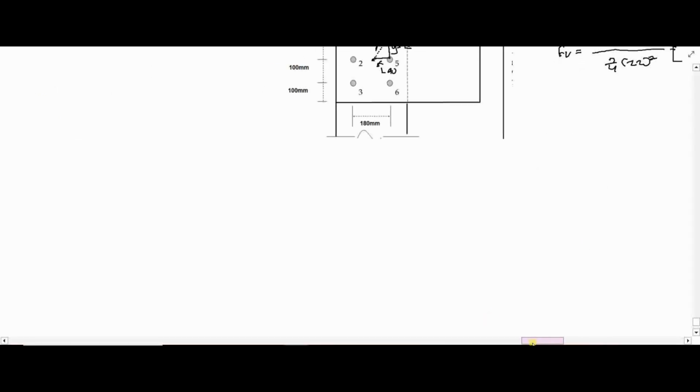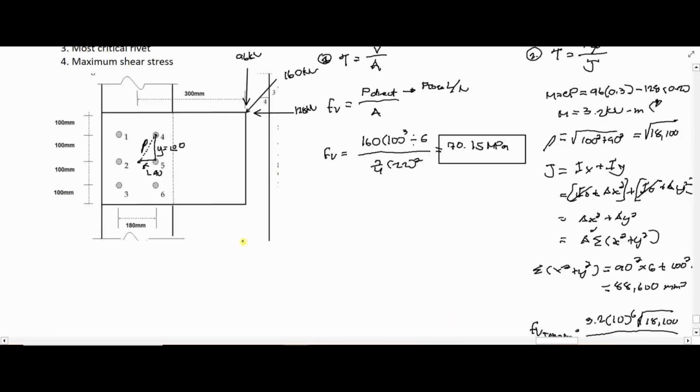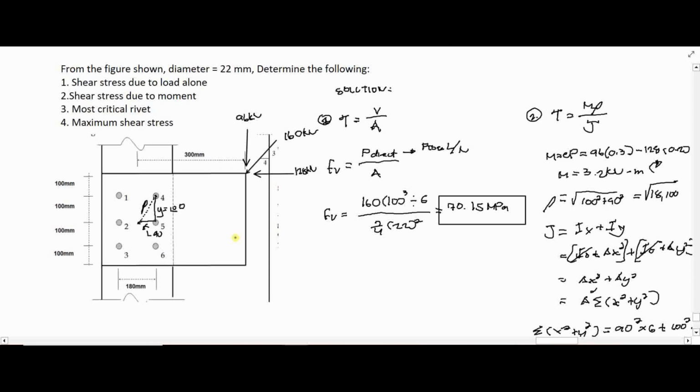Okay, so for our question number 3, the most critical rivet, which is somehow related to the maximum shear stress. Let's remove this one. So it asks for the maximum shear stress, in which it occurs on the most critical rivet. So we will analyze in which rivet the shear stress is maximum or most critical. So say this is our center of gravity.